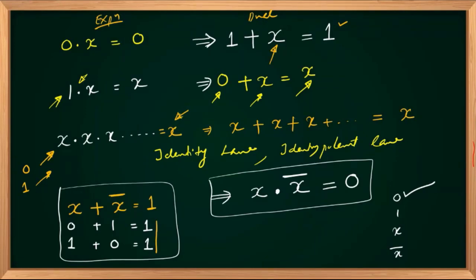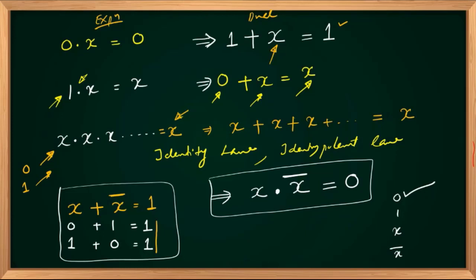So these are simple identities of Boolean algebra. Boolean algebra is nothing but algebra of Boolean variables. The speciality of Boolean variables is that they can take two values, either logic 0 or logic 1. The basic operations are OR operation, AND operation, and complement operation.